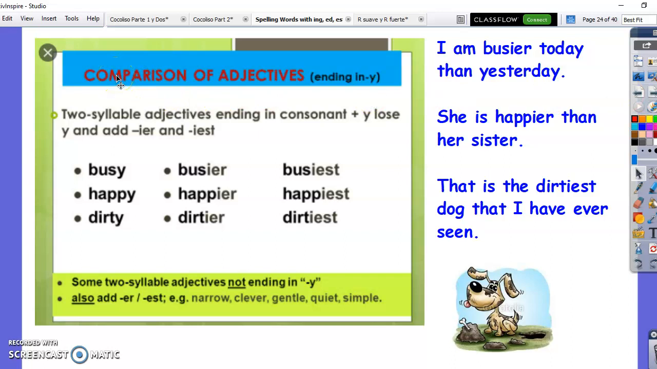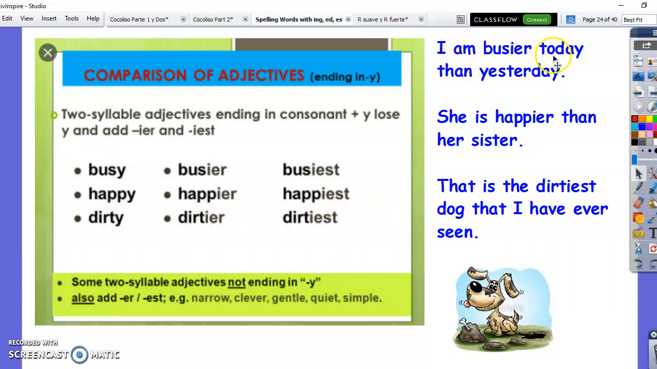These are comparison adjectives. Adjectives that say if something's more than something or a most than something. So again, it's the same rule. You drop the y, you add ier or iest. Busy becomes busier or busiest. Happy becomes happier, again without the y, or happiest. And then dirty, dirtier, or dirtiest.